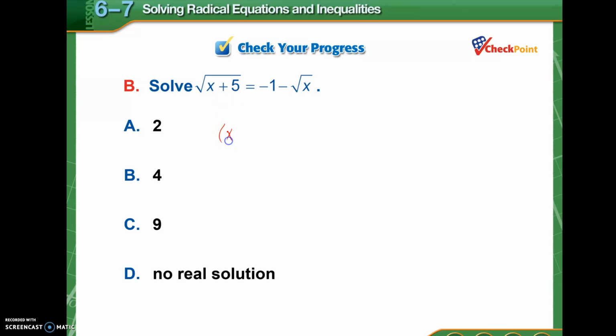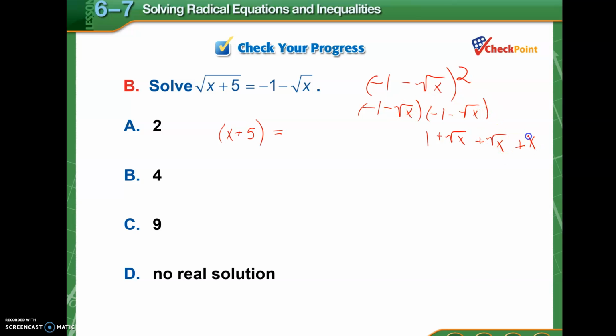So if I square both sides, I get x plus 5 equals... I'd pause the video again and try this. Negative 1 minus square root of x squared is again negative 1 minus square root of x times negative 1 minus square root of x. So negative 1 times negative 1 is 1, negative 1 times negative square root of x is positive square root of x, negative square root of x times negative 1 is positive square root of x, and square root of x times square root of x is a positive x. So I get 1 plus 2 square roots of x plus x.